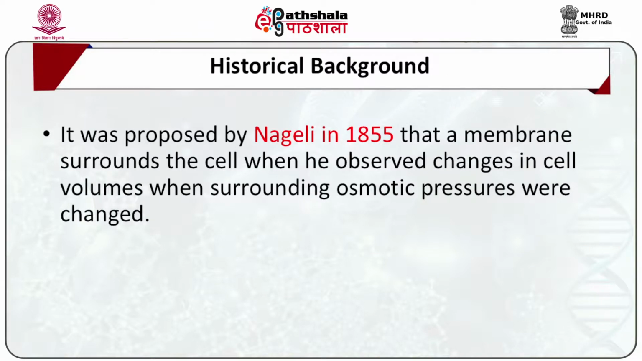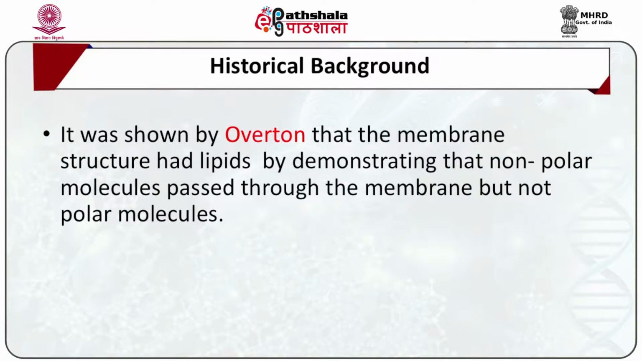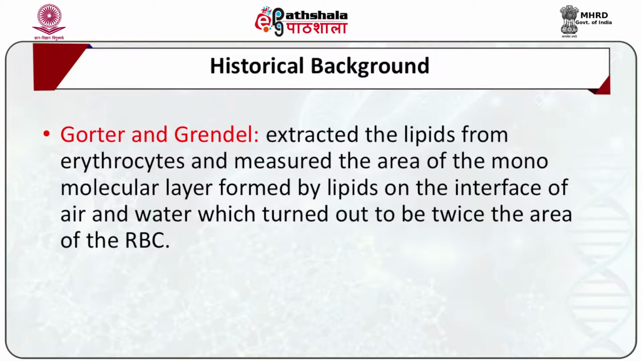History. It was proposed by Nageli in 1855 that a membrane surrounds the cell when he observed changes in cell volume when surrounding osmotic pressures were changed. It was shown by Overton that the membrane structure had lipids by demonstrating that non-polar molecules pass through the membrane but not polar molecules.